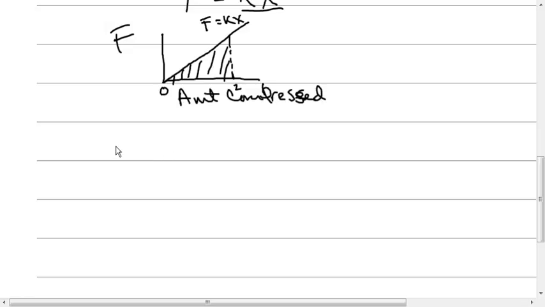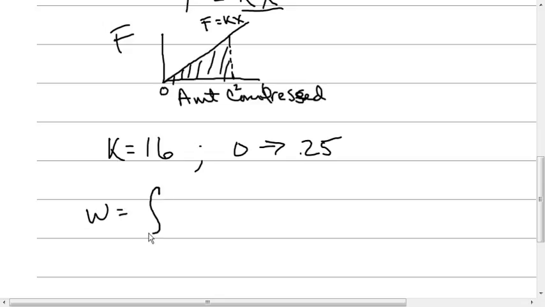Let's set it up in physics. And let's use the numbers that are in example 2. Basically, K is given to us as equal to 16, and we're going to compress the spring between 0 and 0.25. So we set up our equation, and work is equal to the integral from 0 to 0.25 of Kx, but K is 16, x dx, like that.